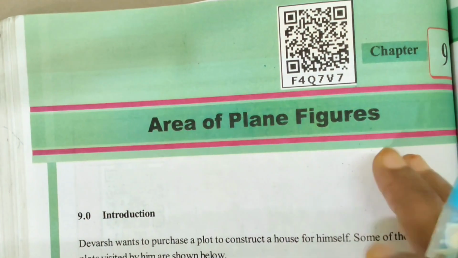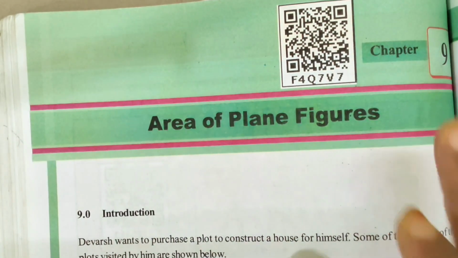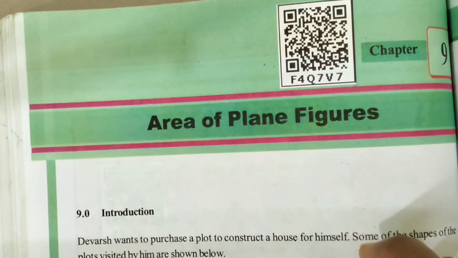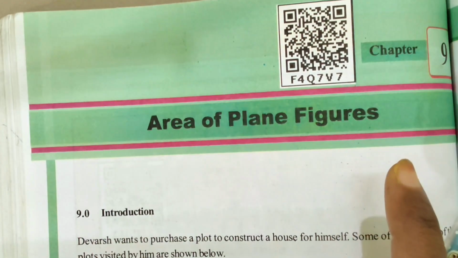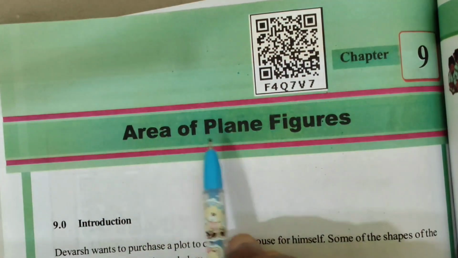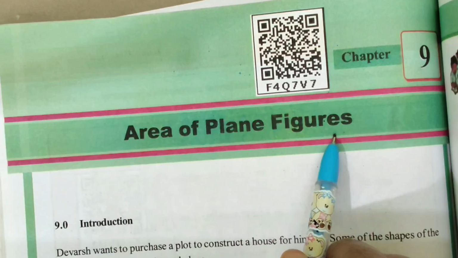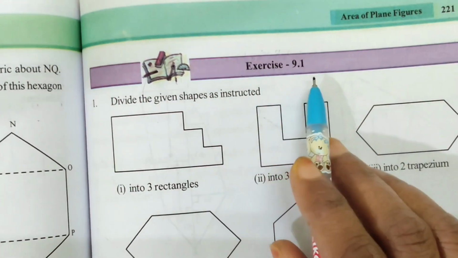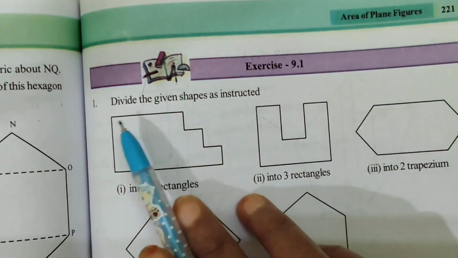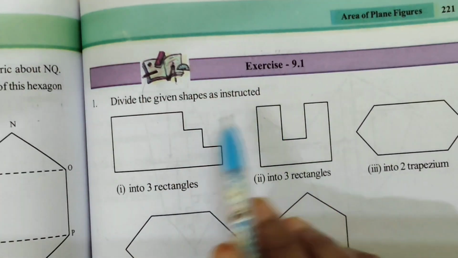Good morning everybody. In the previous video we learned congruency and symmetry: line symmetry and point symmetry. So today, class 9th, chapter: area of plane figures. Exercise 9.1. First question, divide the given shapes as instructed.